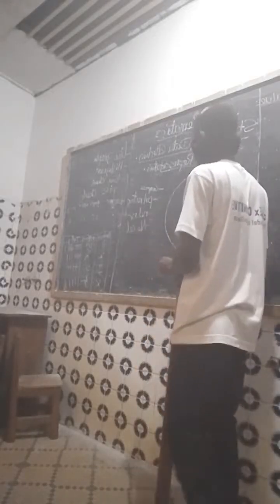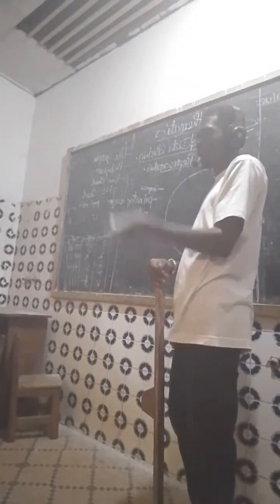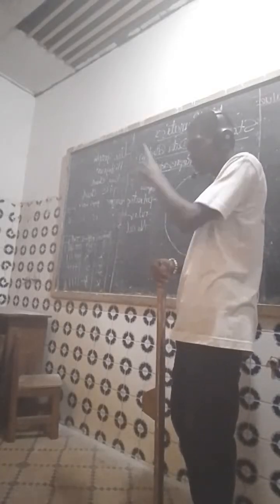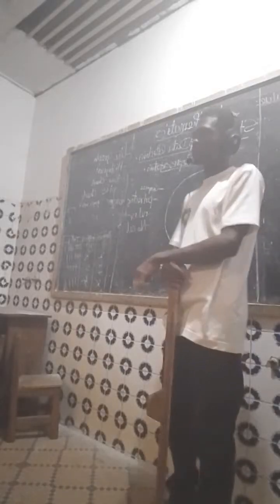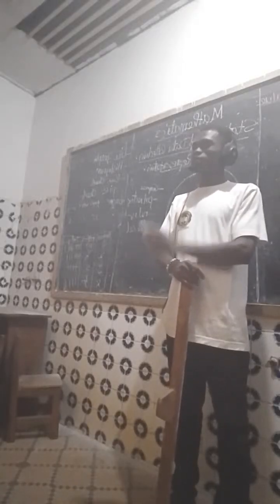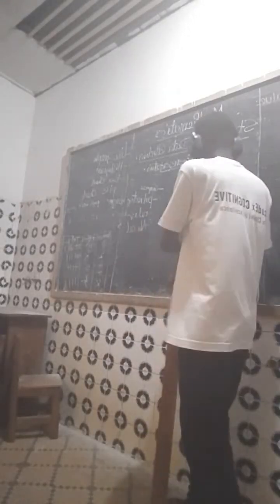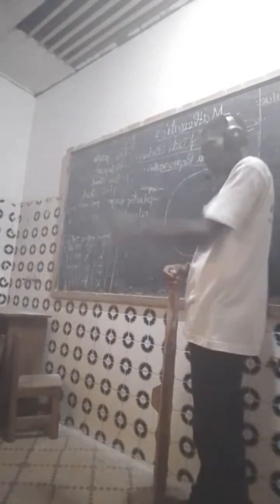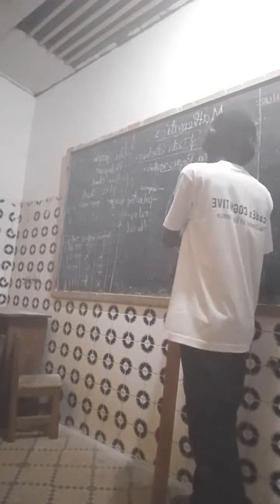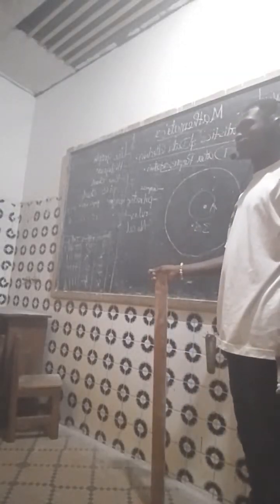So, what's the angle around a circle? The angle of one revolution. 180? That's not true. 180 is a straight line angle. The angle from here, come back here, is 360. This angle is 360 degrees.